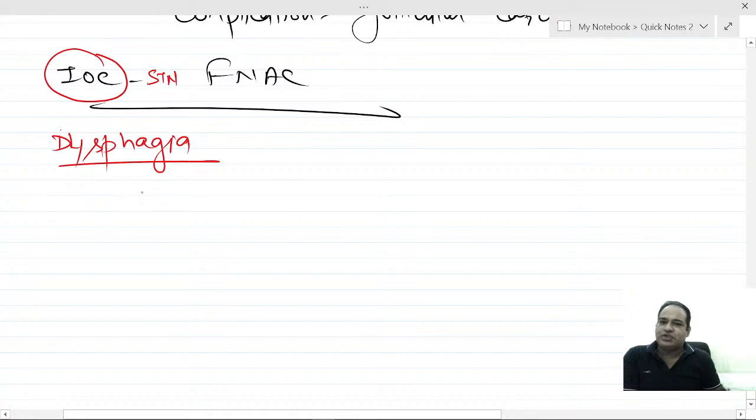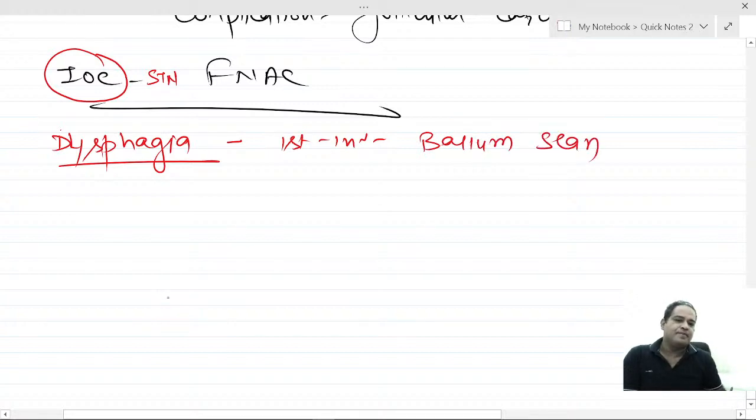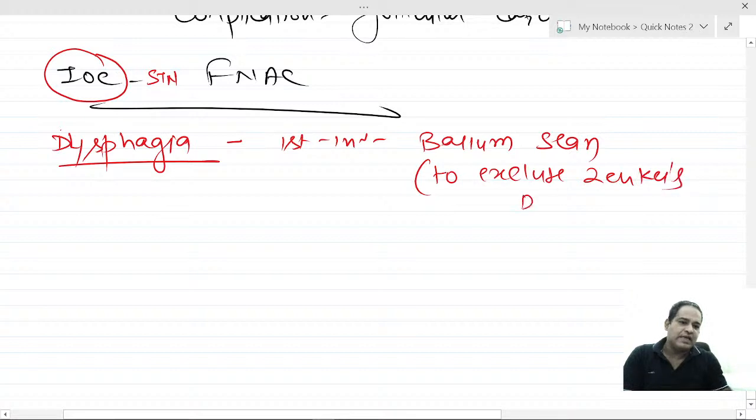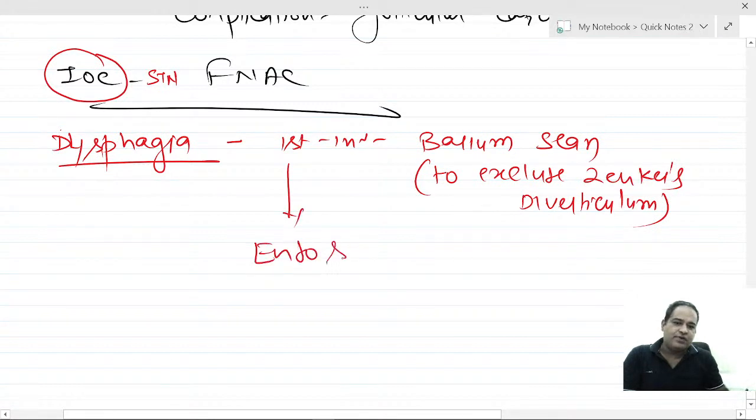What is the investigation if your patient has dysphagia, any kind of dysphagia? Fine. First investigation here would be barium scan. Why barium scan? Because we want to exclude Zenker's diverticulum. Then after that we will do endoscopy.